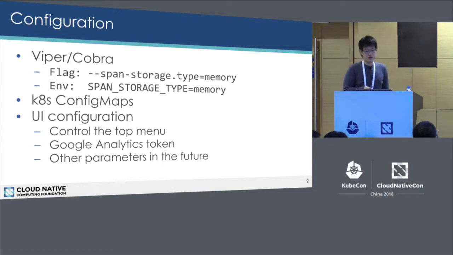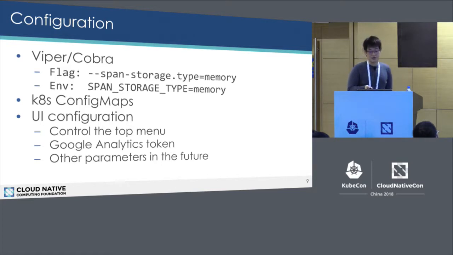Additionally, the UI is highly customizable, and it's all driven by configuration. You can easily adjust the items shown in the UI header, add a Google Analytics token to get usage information, and also configure spans with contextual links. Contextual links are a new feature that was contributed by one of our open source users.